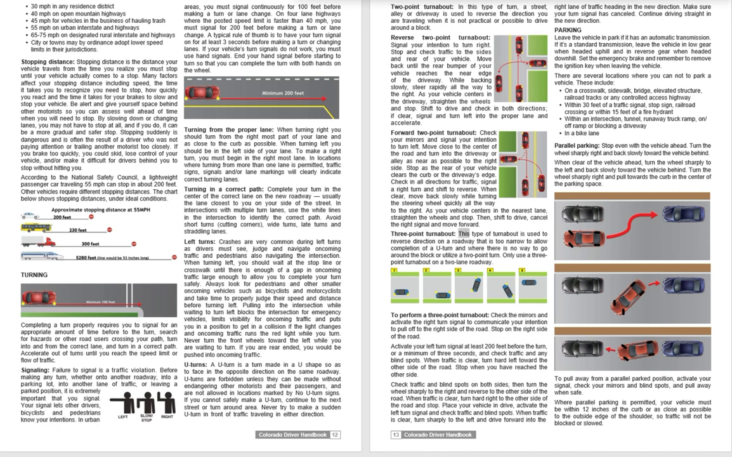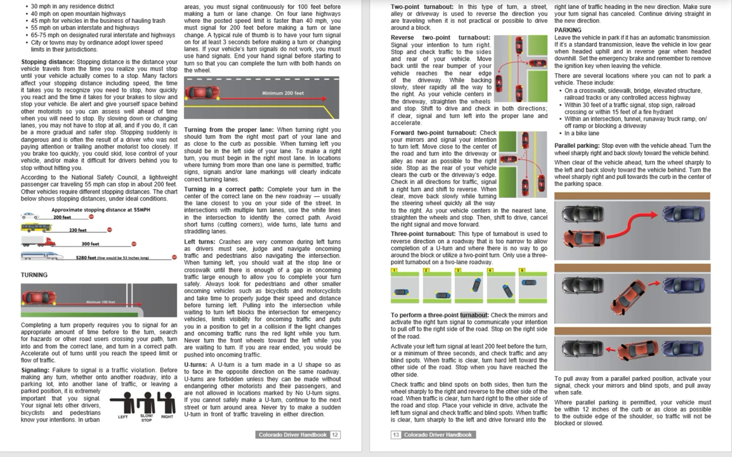3-point turnabout. This type of turnabout is used to reverse direction on a roadway that is too narrow to allow completion of a U-turn and where there is no way to go around the block or utilize a 2-point turn. Only use a 3-point turnabout on a 2-lane roadway.